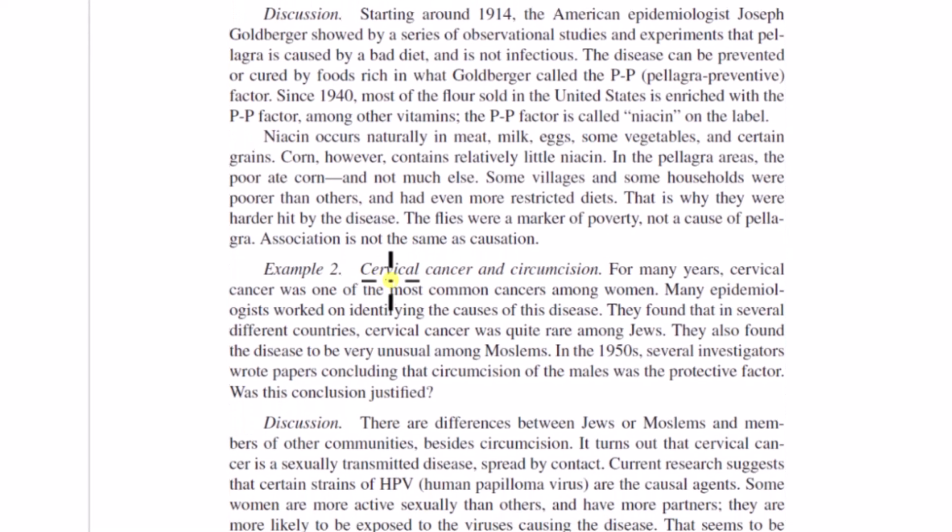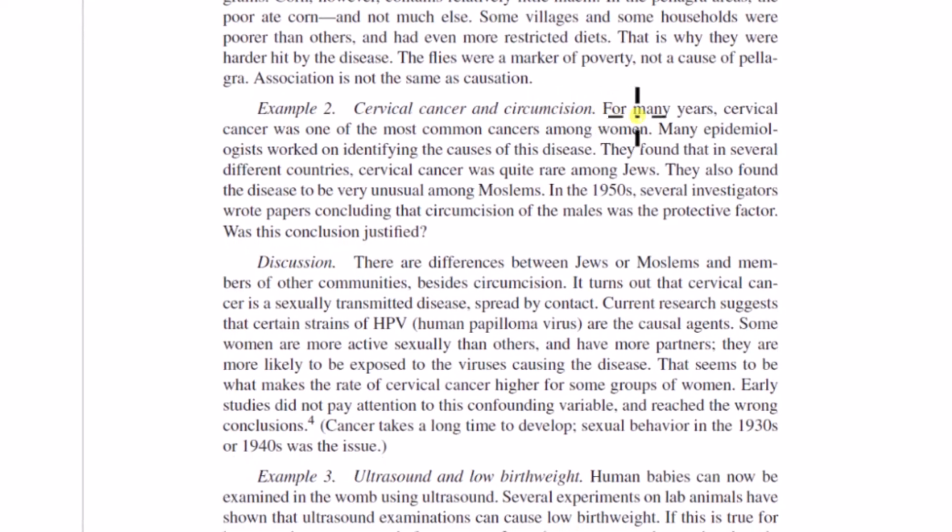Okay, example 2, cervical cancer and circumcision. For many years, cervical cancer was one of the most common cancers among women. Many epidemiologists worked on identifying the causes of this disease. They found that in several different countries, cervical cancer was quite rare among Jews. They also found the disease to be very unusual among Muslims. In the 1950s, several investigators wrote papers concluding that circumcision of the males was the protective factor. Was this conclusion justified?